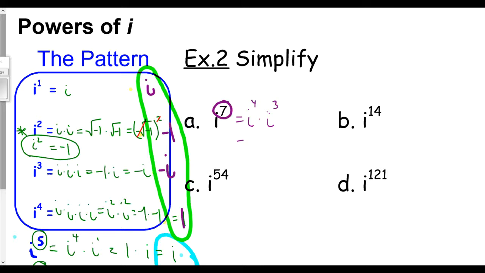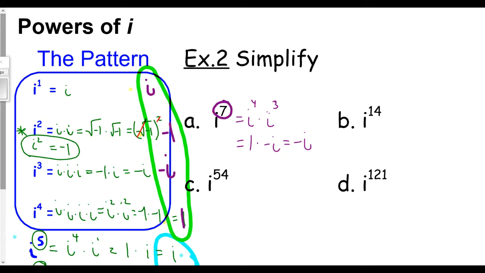Okay? Because that's going to be equivalent to i to the fourth, which is 1. i cubed is negative i. Just one of those things we're going to go through and memorize. So it's the same thing as negative i. Now, we already found that by extending the pattern, okay?